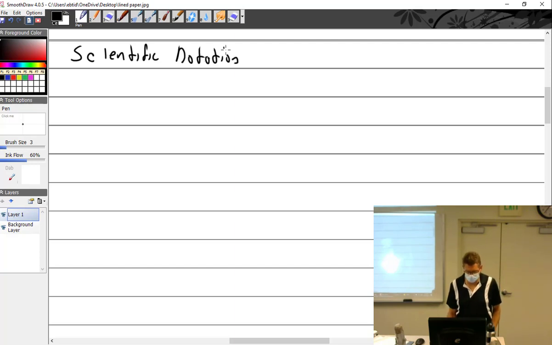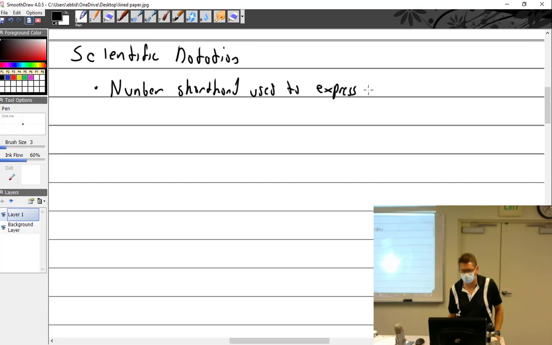It is not one of those things that you can just kind of say, well, I'm glad I got through scientific notation. You kind of have to live with it in this class, so you have to get used to it. So that is number shorthand. Shorthand used to express very large or very small numbers.